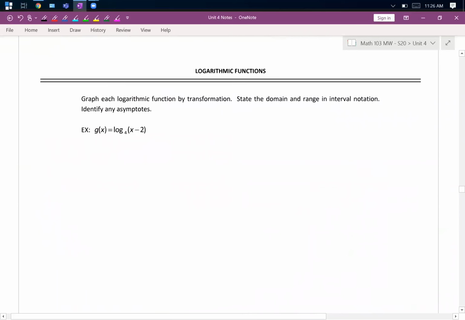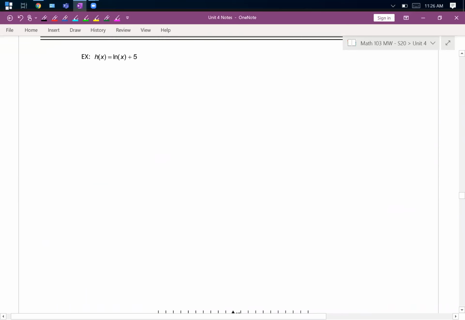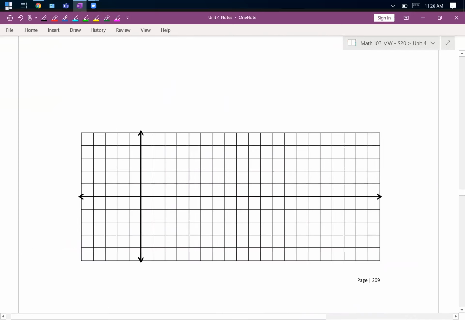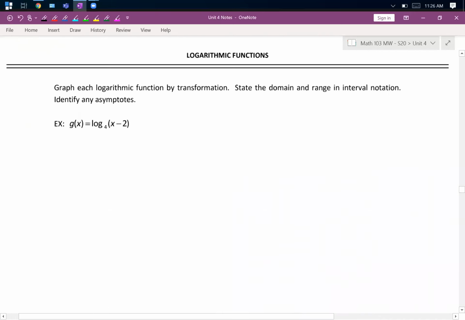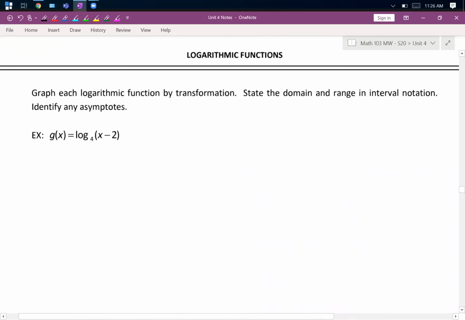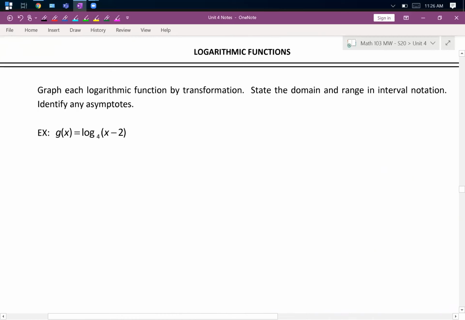All right, let's try some with some transformations. We want to graph each logarithmic function by transformation, state the domain and range in interval notation, and identify any asymptotes. Make sure on the take-home quiz and stuff that you are doing these by transformation. My online students, because they're a little ahead, were not doing it by transformation, and they were just getting -4 right off the bat for not doing it by transformation. So please make sure you're doing that.